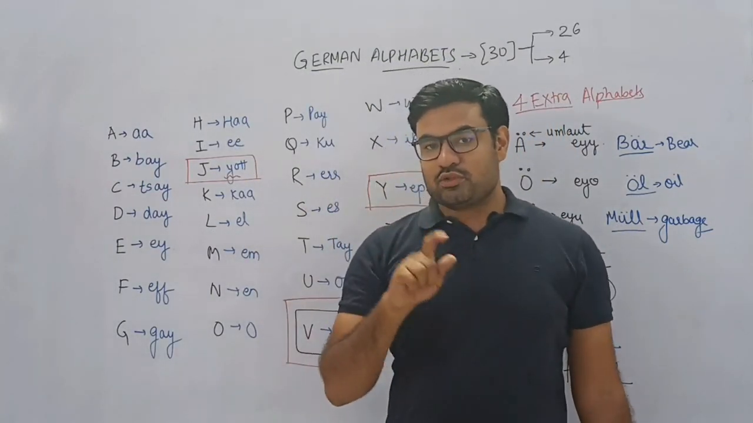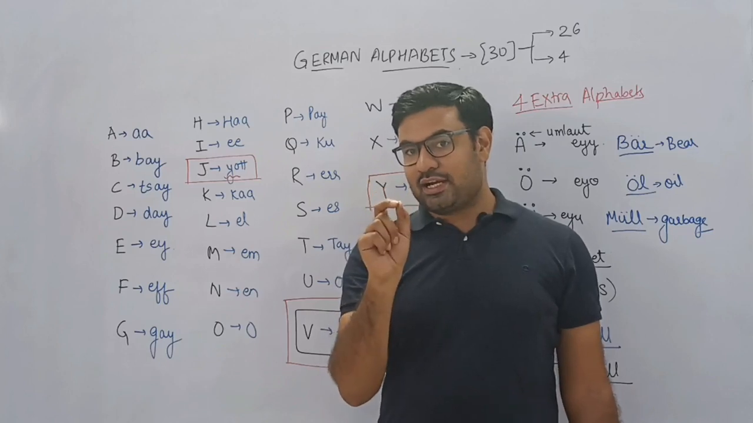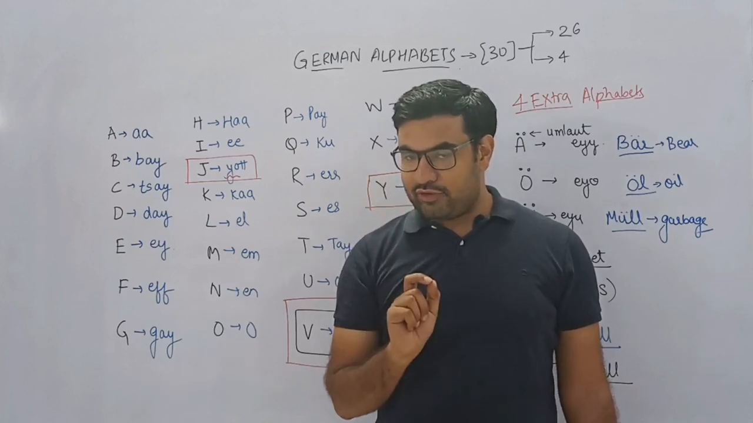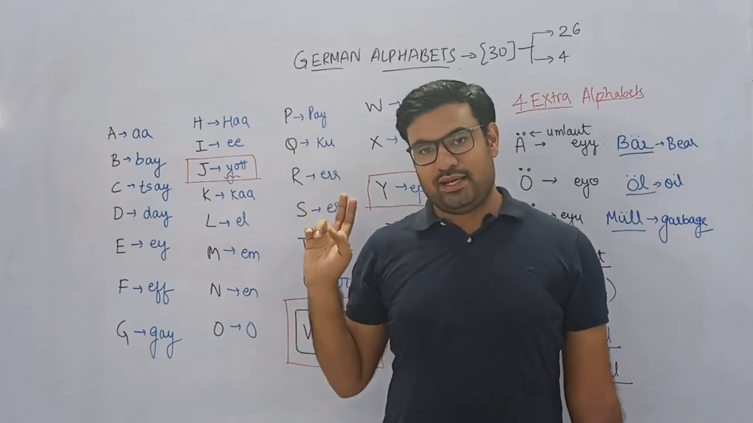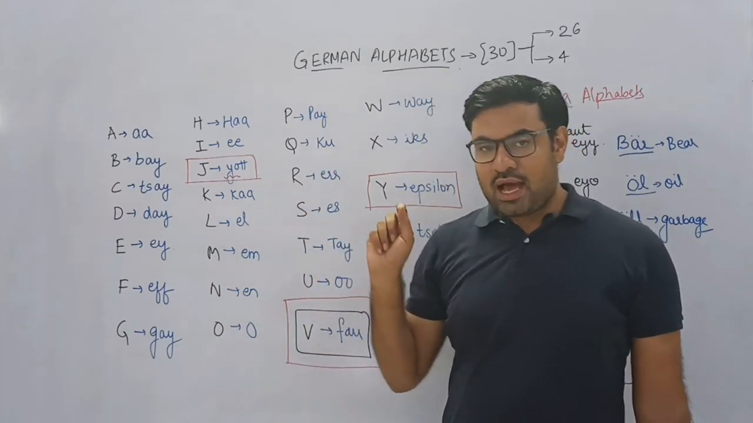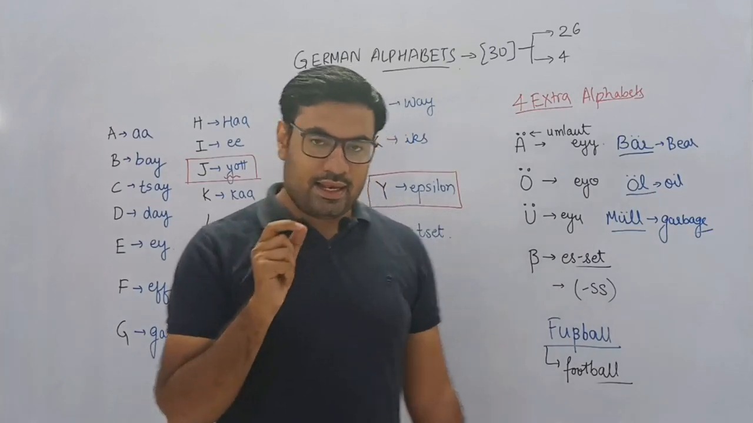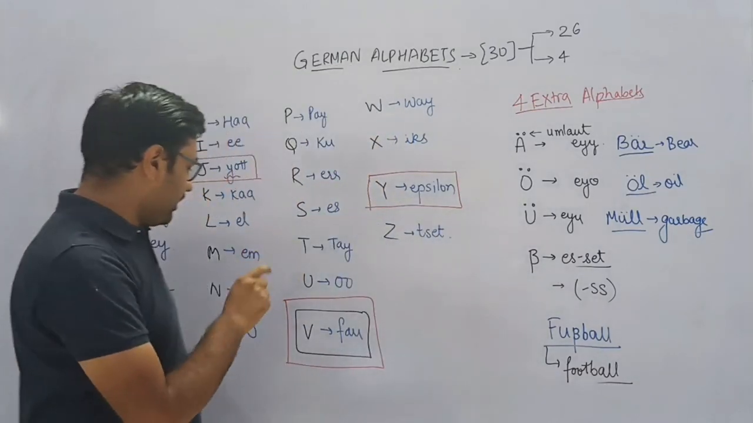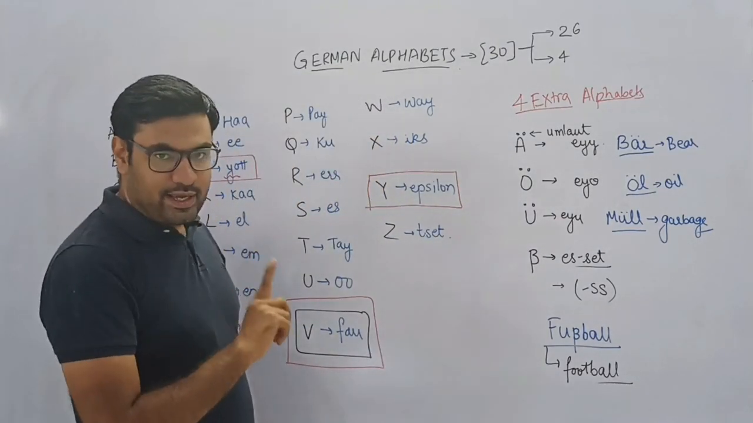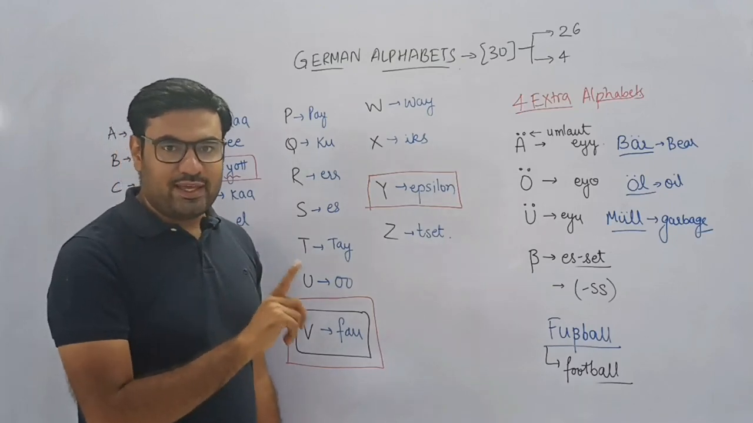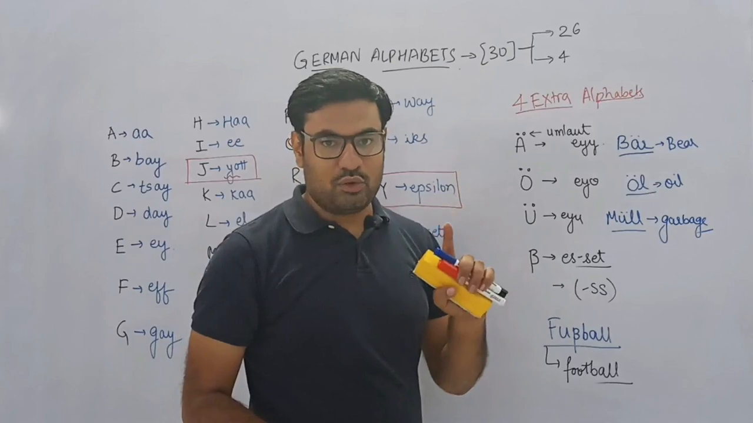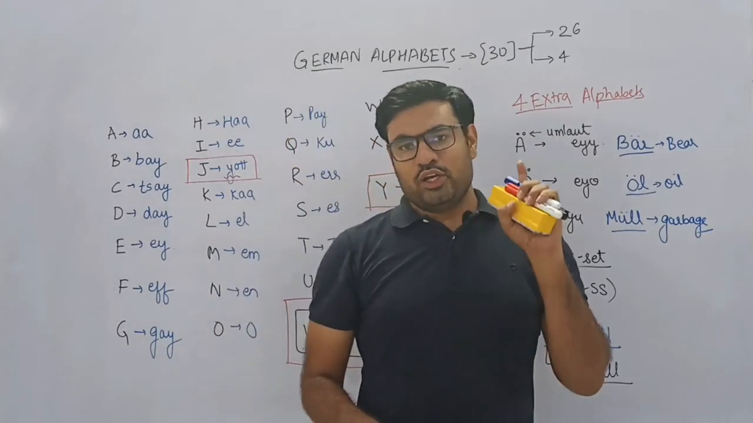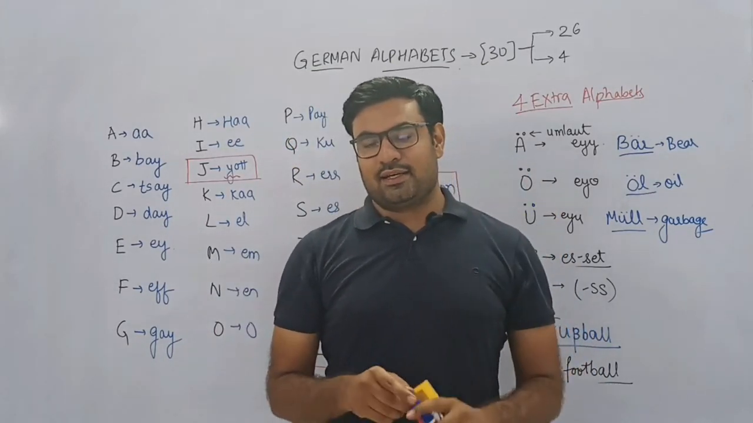There are 30 alphabets. 26 alphabets are the same as in the English language, and 4 are extra alphabets. Starting with A to Z, we have A, B, C, D, E, F, G, H, I, J, K, L, M, N, O, P, Q, R, S, T, U, V, W, X, Epsilon, Z. We have 4 extra alphabets: A with umlaut, O with umlaut, U with umlaut and S set.